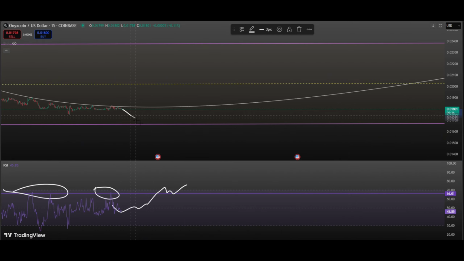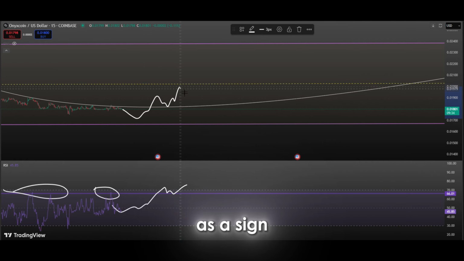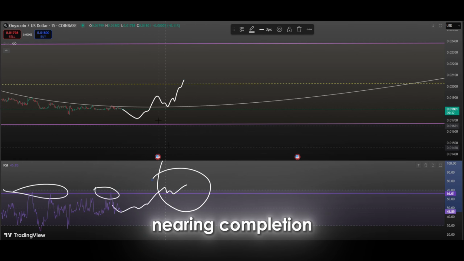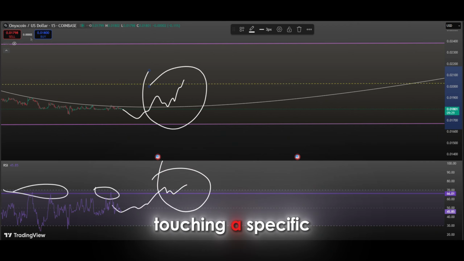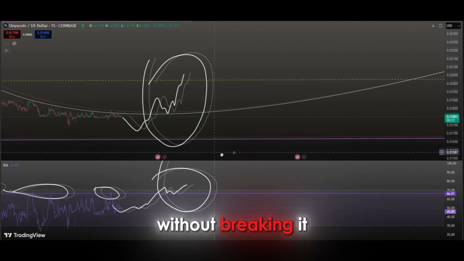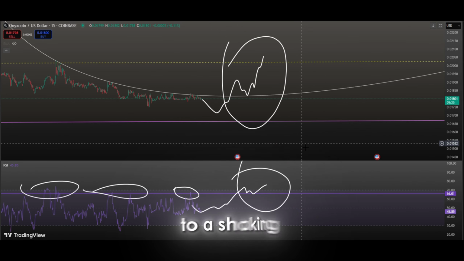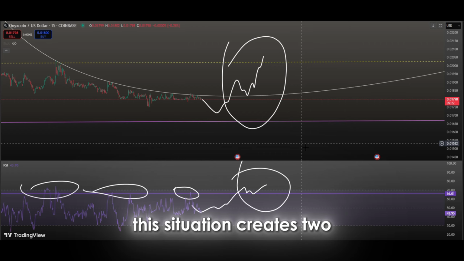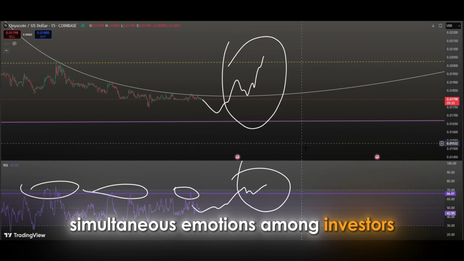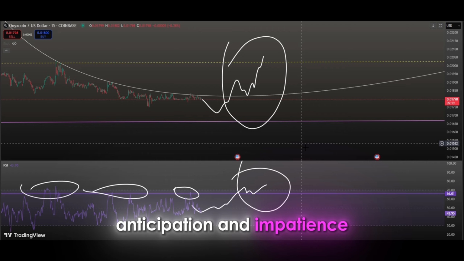fully recovered. However, it can also be seen as a sign that accumulation is nearing completion and that a strong breakout could be imminent. The RSI touching a specific resistance level multiple times without breaking it can be likened to a shaking out of weak hands process in technical analysis. This situation creates two simultaneous emotions among investors: anticipation and impatience.